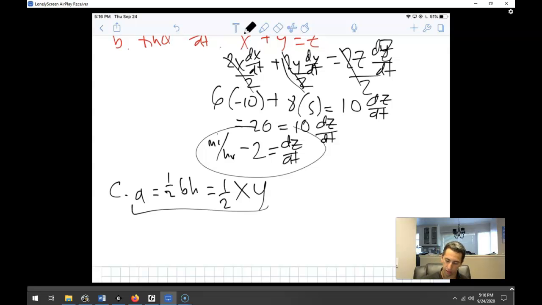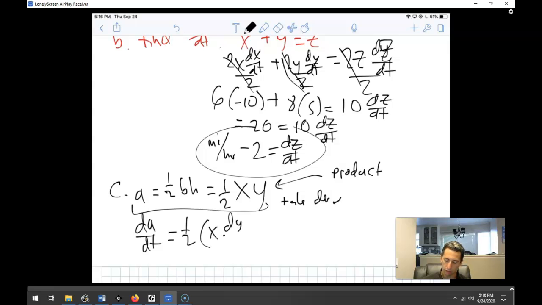So I'm going to take the derivative of this, again, in terms of time. So I'm going to get dA/dt equals 1/2. And then I've got to use the product rule, right? I have two variables multiplied together. I must use the product rule. So I'm going to say x times dy/dt plus y times dx/dt.